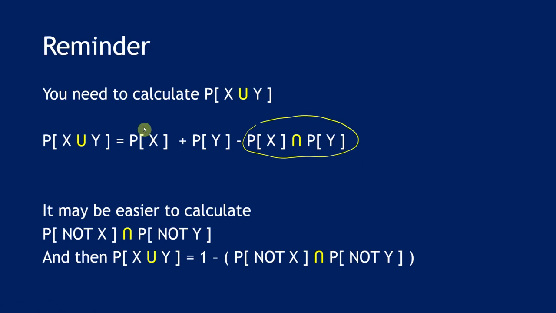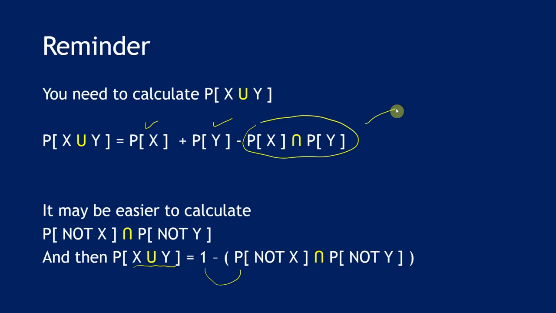Now you may be given the probability of X and the probability of Y, but you're not given the intersection of the two. That may become a problem if you need to calculate the union, but you don't have information on the intersection. It may actually be easier to calculate the probability of not X intersecting with not Y, and then just use this to estimate the union of X and Y by taking the complement.